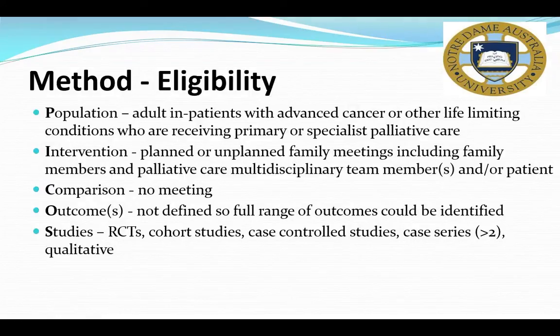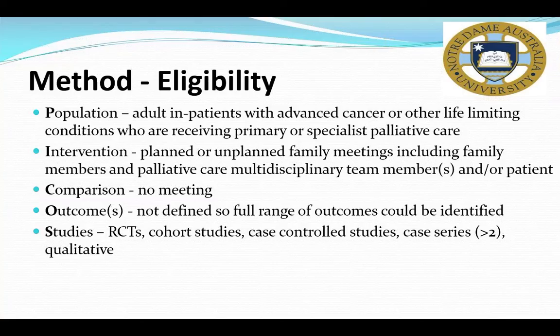Okay. The other thing, part of the methodology, was to define the eligibility, and I used the PICOS acronym to guide that. My population was adult inpatients with advanced cancer or other life-limiting conditions. My intervention was a planned or unplanned family meeting, and it needed to include at least the family member and palliative care multidisciplinary team members and/or the patient, because I actually included studies undertaken in ICU, where palliative care teams were involved in family meetings in that context. My comparison was no meeting.